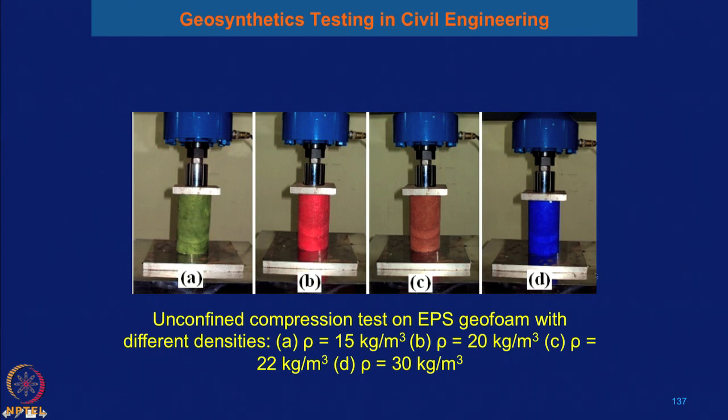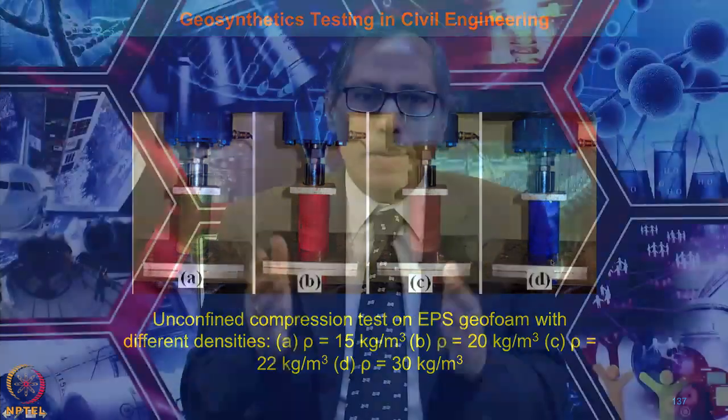So, we have performed the test with different densities of the EPS geofoam. It may be 15, 20, 22, or 30 kg per meter cube. Now, if you perform the test, you can have a correlation between the compressive stress and the strain value of the EPS geofoam under various densities of the EPS geofoam.